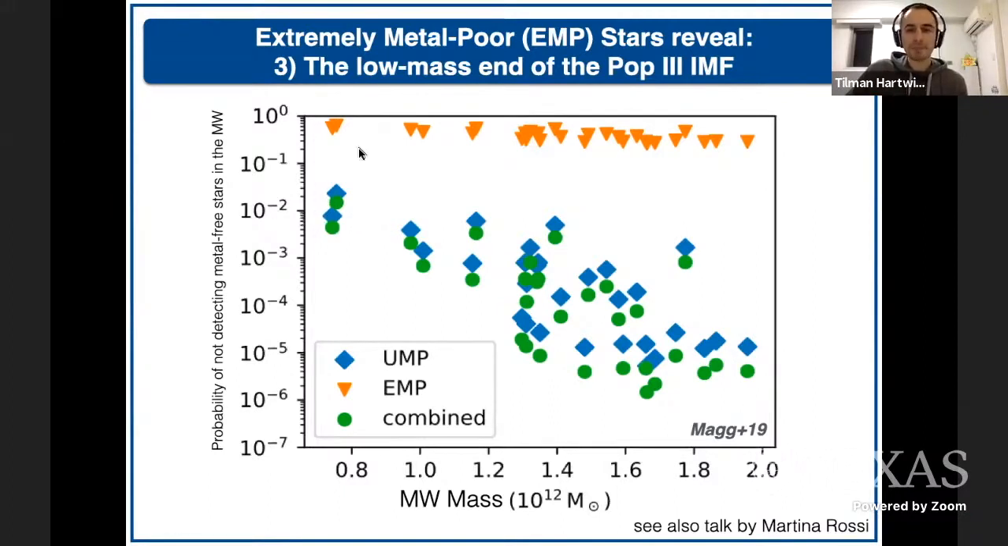And basically, the bulk of these points is below 1%. And ultra metal-poor stars are more constraining than extremely metal-poor stars. But basically, from here, we can conclude with 99% credibility that there are no metal-free stars that have survived until the present day. So this was stellar archaeology and metal-poor stars.